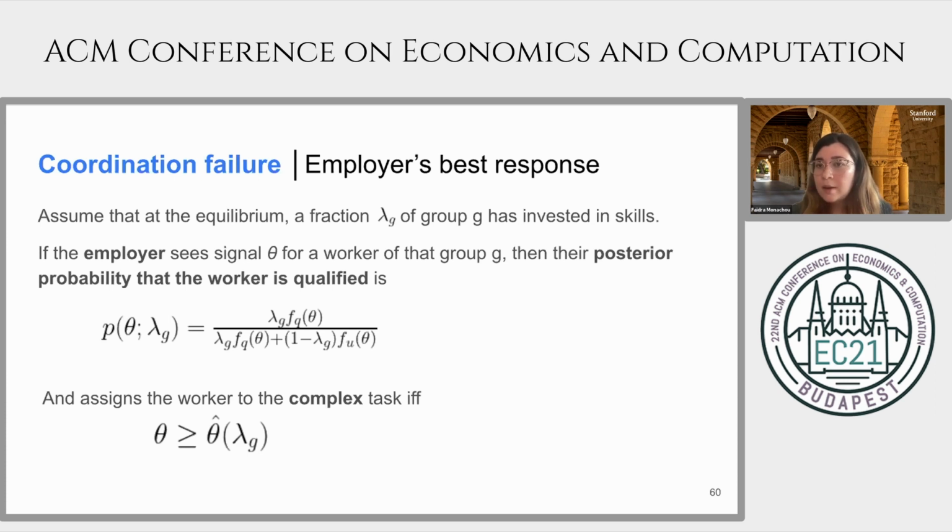If we forget the math here, this makes sense, right? When you see a worker with a high performance in the interview, you may think, okay, he's probably qualified, I can assign him to the complex task. But when you see a worker with not so great performance, then you may say, it's better not to risk it and assign him to the simple task.